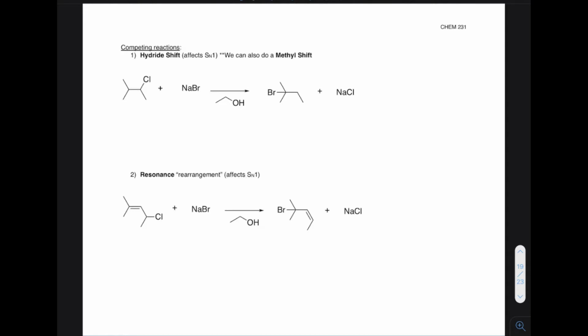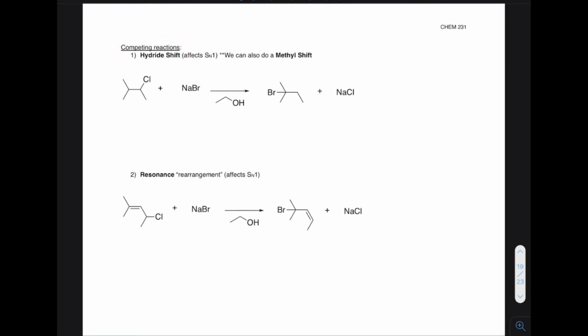So for this last video, we're going to be looking at some different competing reactions that might be occurring when we're doing these SN1 and SN2 reactions, and we're going to take a look at how do we determine if a reaction is proceeding via a SN1 pathway or an SN2 pathway. So first let's look at some of these competing reactions.